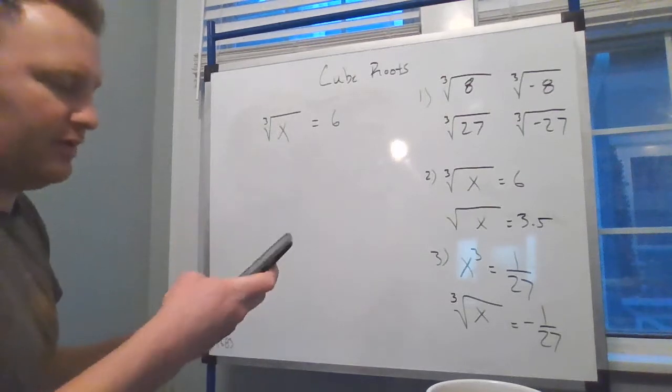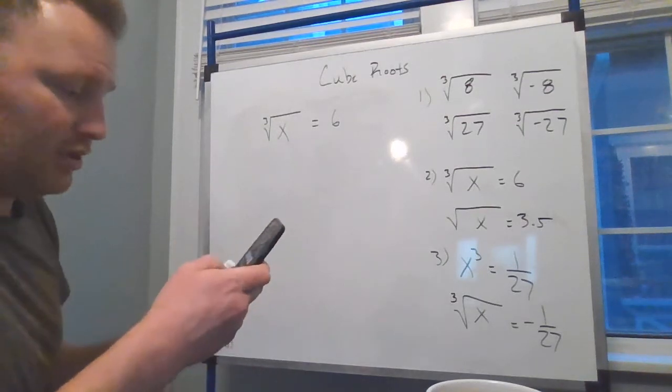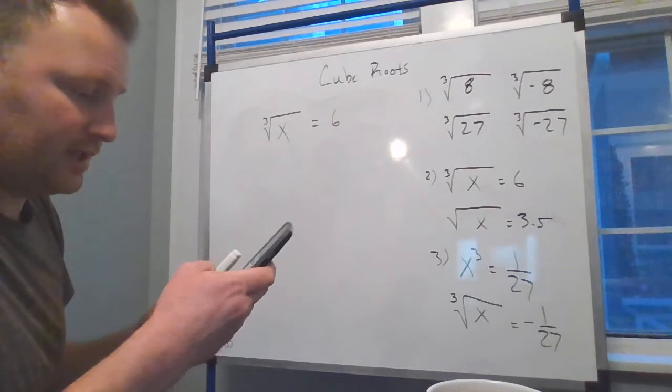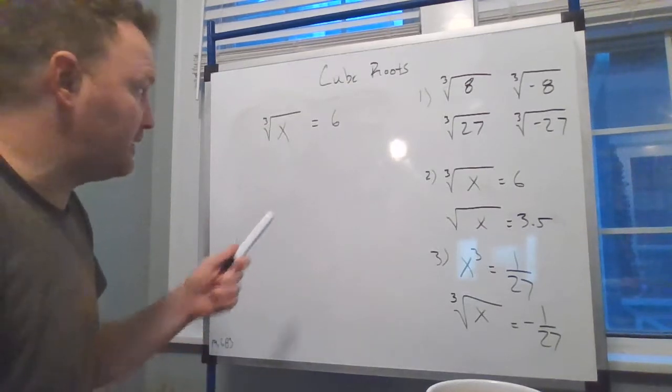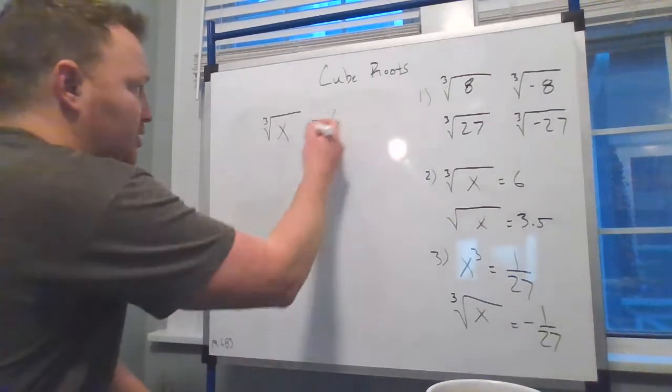So now, how do I do this? Well, I'm going to just take 6 cubed. 6 times 6 times 6. So, to get the answer of 216, I just cube this to get rid of it.